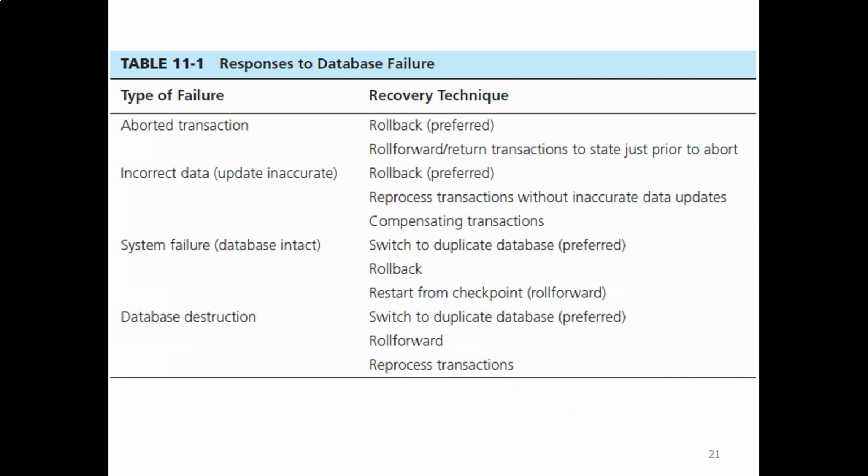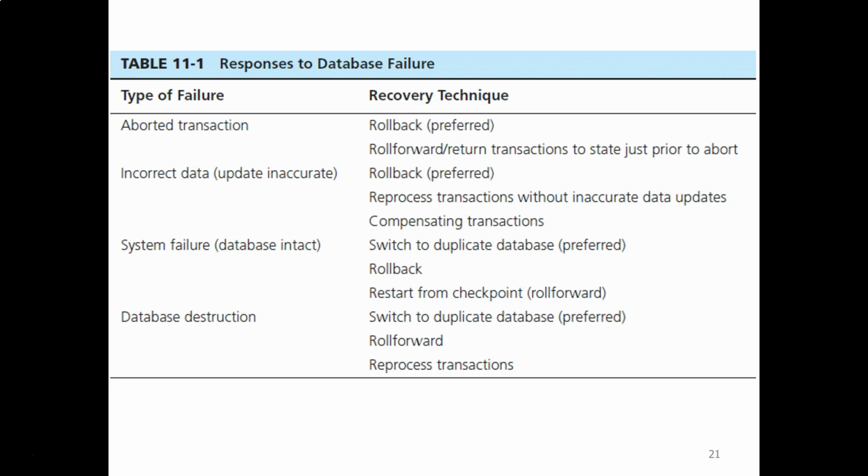On this slide, we have a number of database failures and how to respond to these failures. For example, the first one is aborted transactions. You are performing a transaction and in the middle of the transaction, something happened, right? So the transaction didn't get performed. So what's the preferred recovery method? It's to roll back to the beginning of the transaction so you can reprocess the transaction.